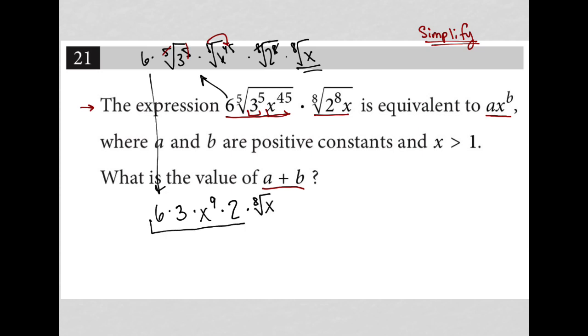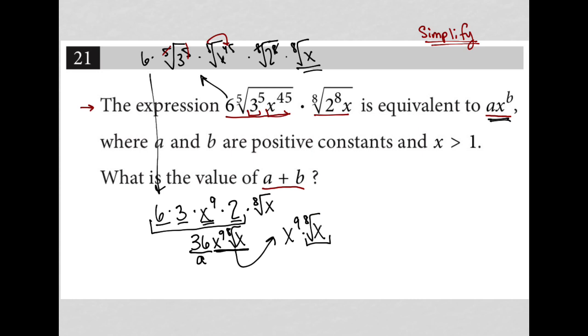So let's simplify all of this. I have 6 times 3, which is 18, times 2, which is 36. I have 36, my x to the 9th comes down, and I still have this 8th root x. Now, I want this format, a x to the b. It looks like I have my a taken care of, but my x value and my b value are not so certain. So I'm going to take this x to the 9th times the 8th root of x.